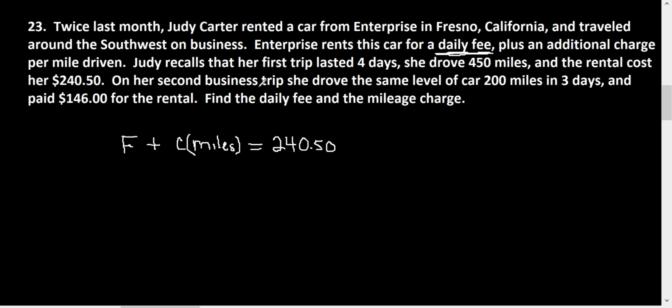Okay, so here for this first day then, for her daily fee plus an initial charge per mile driven. Julie recalls that her first trip lasted 4 days. All right, so I'm going to put a 4 in front of this F. We don't know what the daily fee is here, but it did last 4 days. And she drove 450 miles. So here I can put 450.